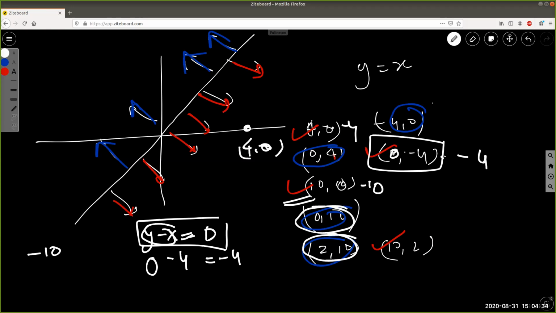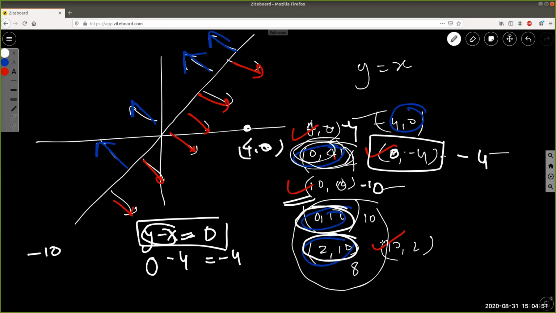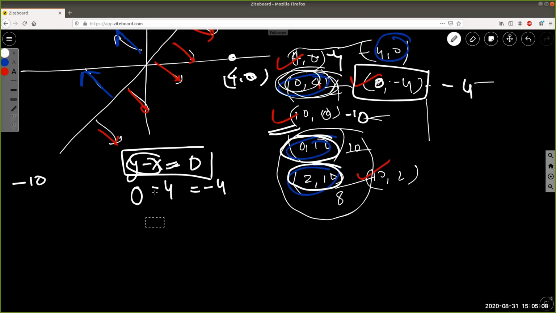Now let's find it for the blue points. Tell me, for this blue point, what is the value of y minus x? 4. For this one? 10. For this one? 8. What do you see? Are you observing something? These are blue points and those are red points. Blue ones are positive and red ones are negative. So the blue points have the same sign. So the concept says points on the same side give the same sign of the expression you get when you put the value of that point in the line, correct?